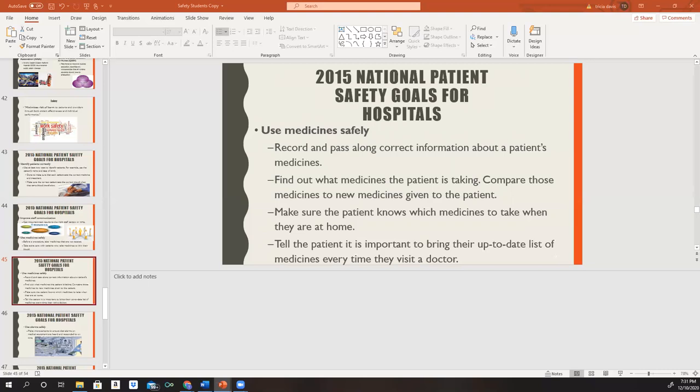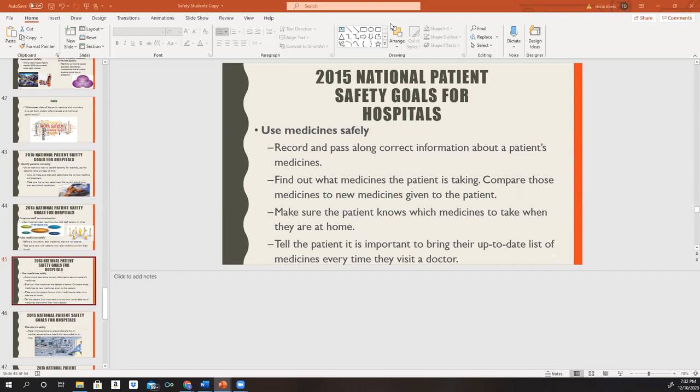You want to make sure that the patient knows what medications to take when they are home, so that discharge education you're going to do with your patients is really huge for when they go home. You want to make sure that they know exactly what they're doing. You might have to take their discharge papers and highlight things, put stars next to them, put nice little notes on them for them so they know what to do when they get home.